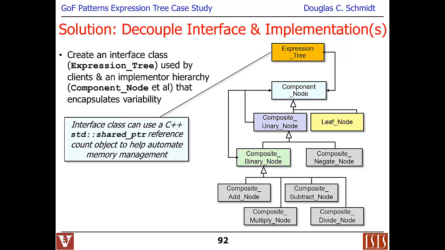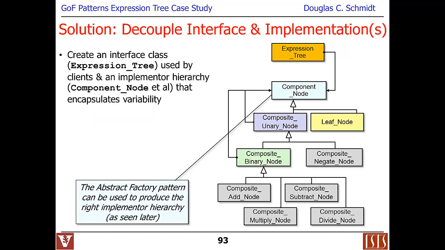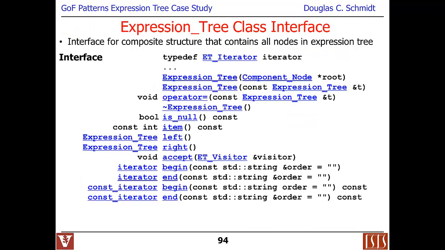The clients aren't going to see that. And so you can use auto pointer or shared pointer or some other kind of pointer in order to be able to manage the memory of all this stuff. And we're also going to talk later about how we're going to use a factory pattern in order to be able to produce the right kind of implementation hierarchy. And in our particular case, we're going to be using the builder pattern ultimately, but you could also use some kind of other pattern in order to do this.